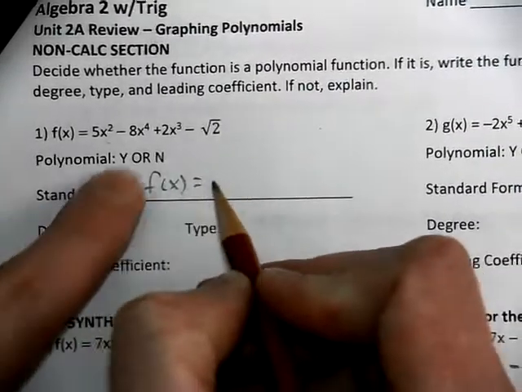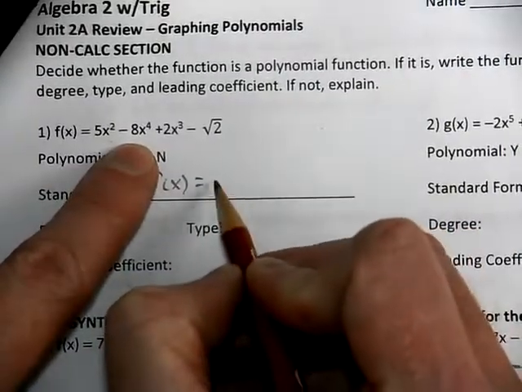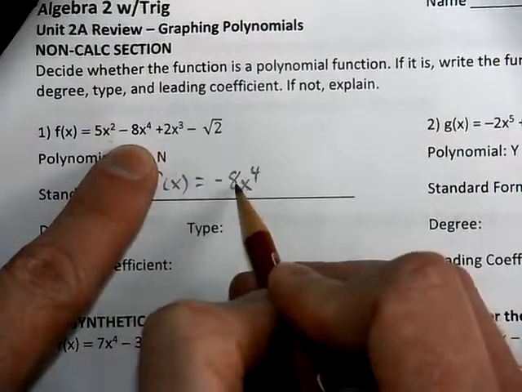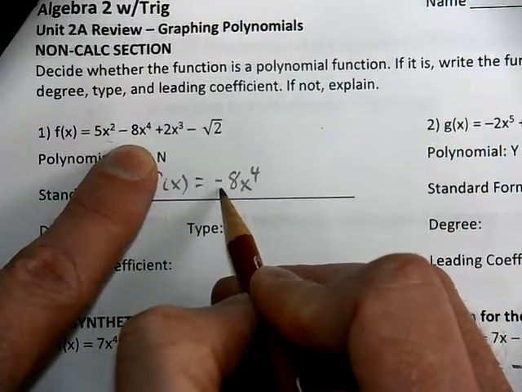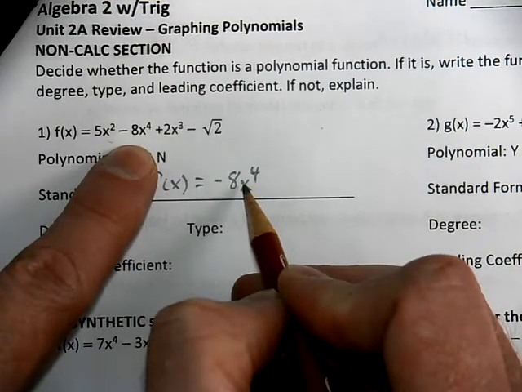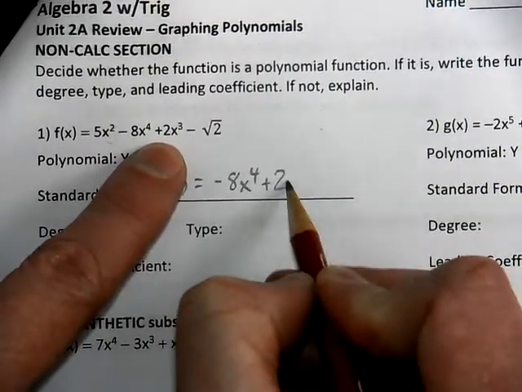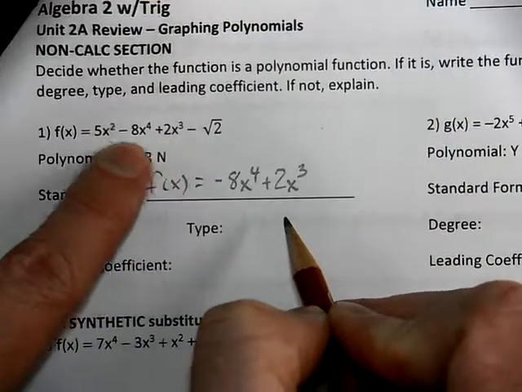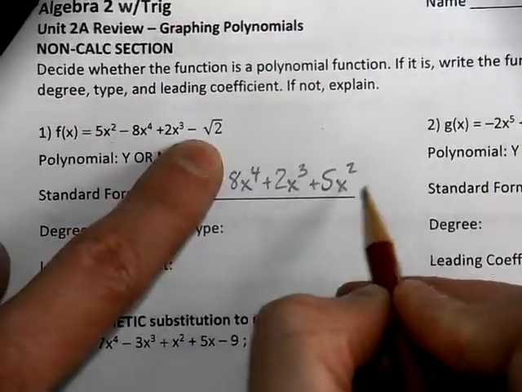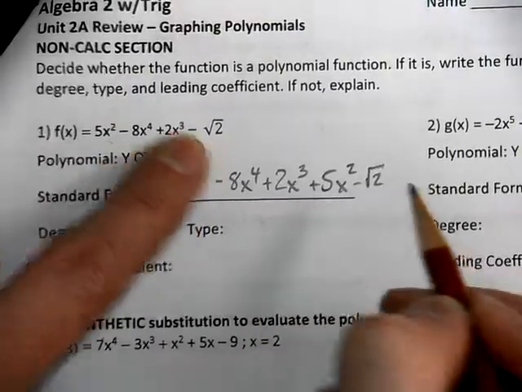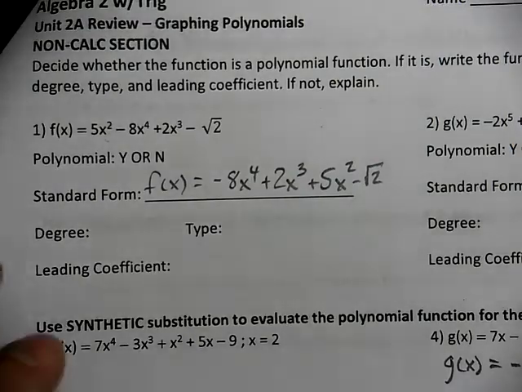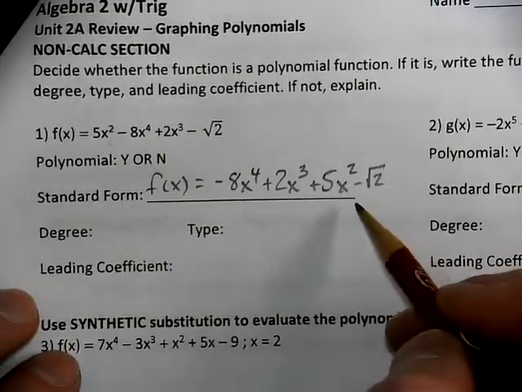F of x, you need to write it with the largest exponent first. So x to the fourth, so the 8 goes with it and the negative goes with the 8. So it's negative 8x to the fourth, then a positive 2x cubed, and a positive 5x squared. There is no just x term. So when you're writing it in standard form, you do not need to put down 0 x's.